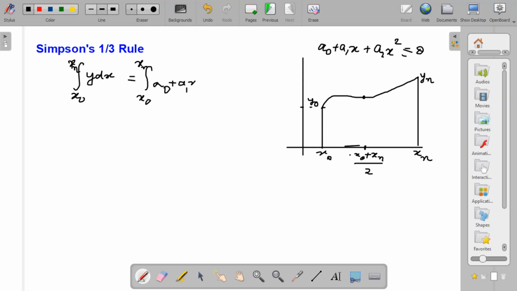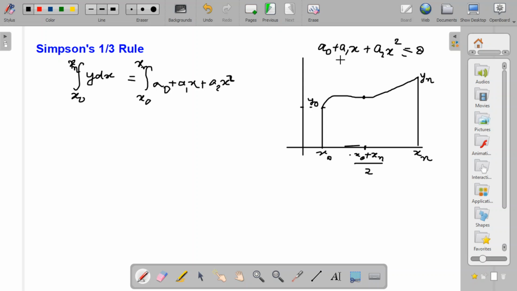That is what is done in the Simpson's 1 by 3. We approximate the function as the second order polynomial a0 plus a1x plus a2 x square. Then, as I said before, if we have to find the integral, we have to find a0, a1 and a2. So solving the equations at the 3 points of x, getting three equations for 3 values of x, you can find out the values of a0, a1 and a2.